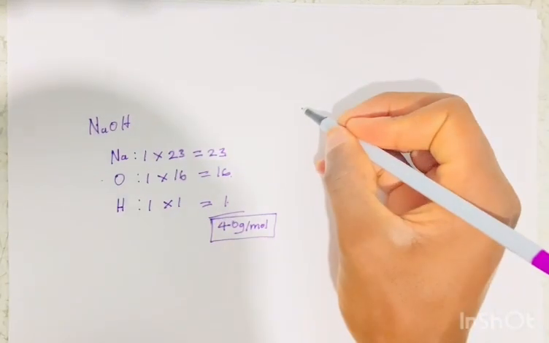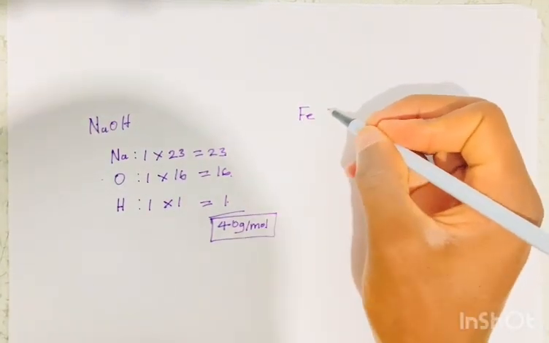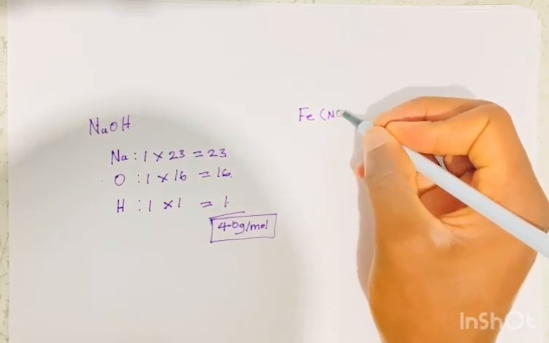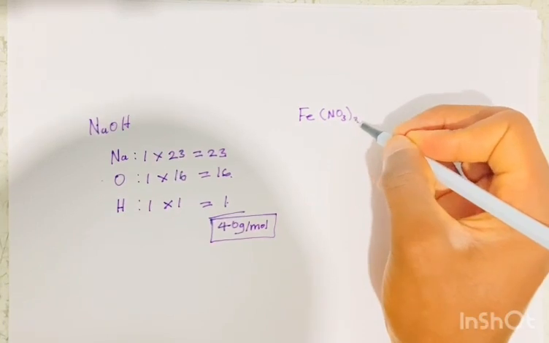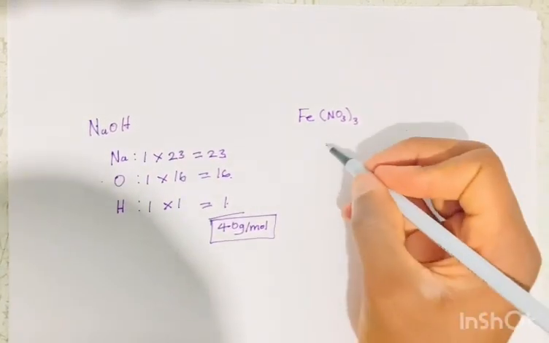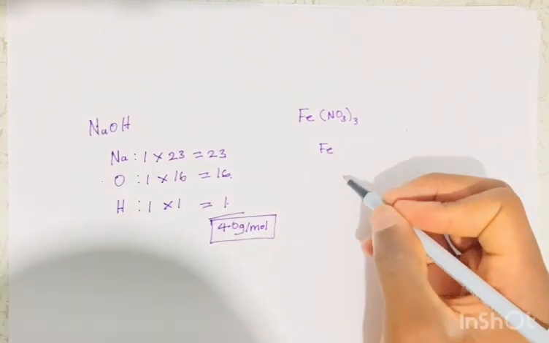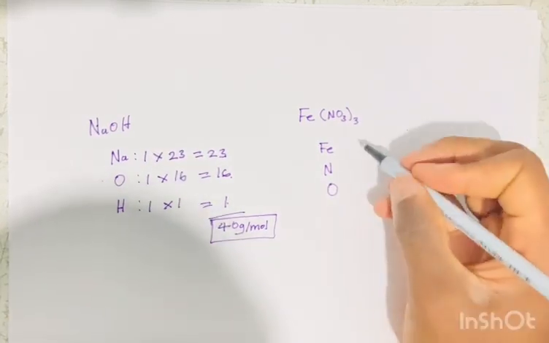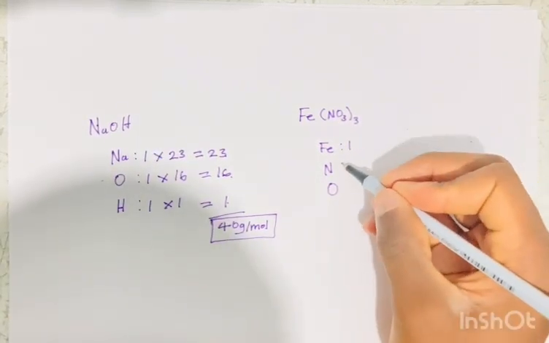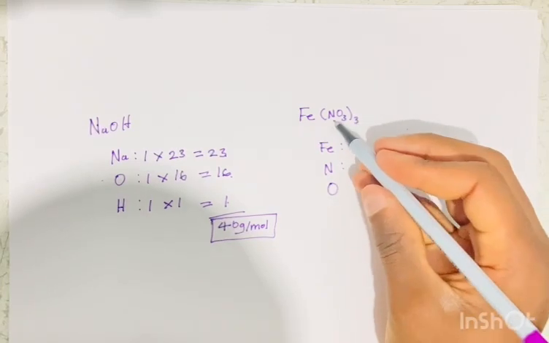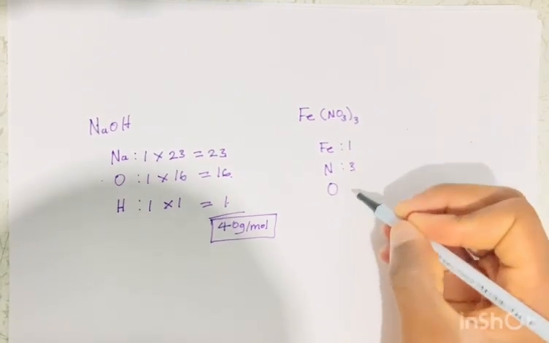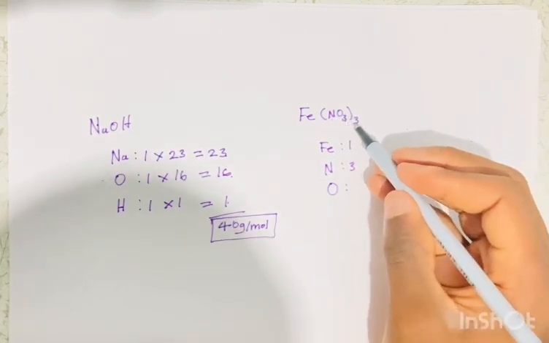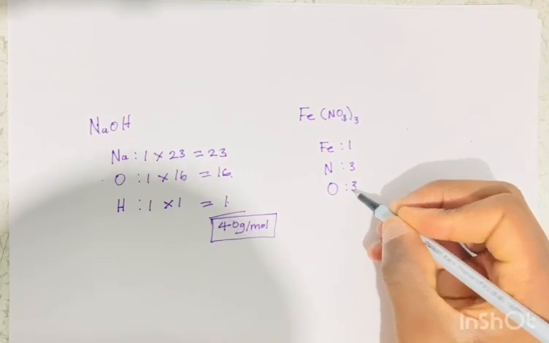Our next example is iron(III) nitrate, Fe(NO3)3. So we list the elements. Here we have Fe, and then we have nitrogen, and we have oxygen. Fe is 1 time. The 3 affects nitrogen, so nitrogen is 3 times. This 3 also affects oxygen, but we have another 3, so we say 3 times 3.